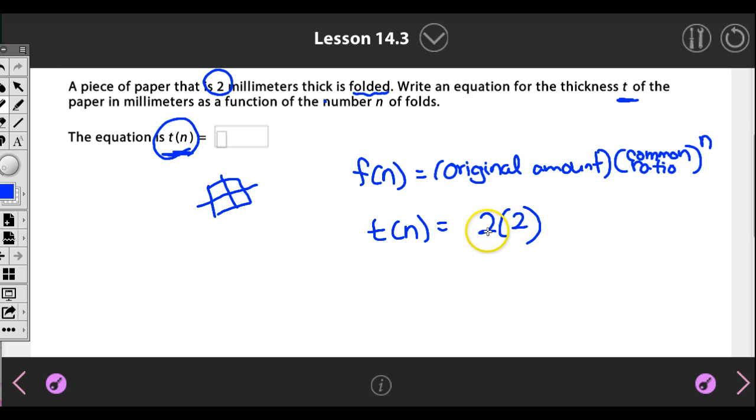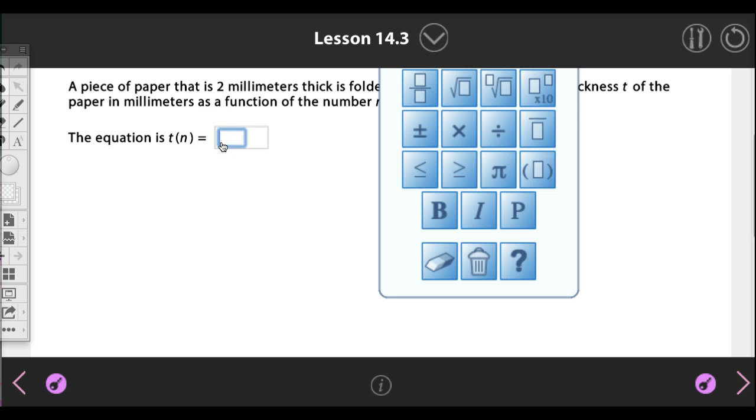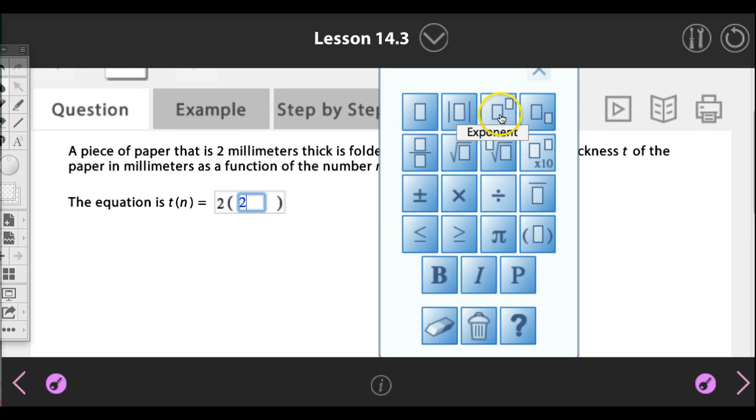So then your answer is 2 times 2. That's the common ratio. Raised to the power of N. Okay? And so that's your answer. Let me go ahead and plug it in. I'm going to put 2 times 2 to the power of N.